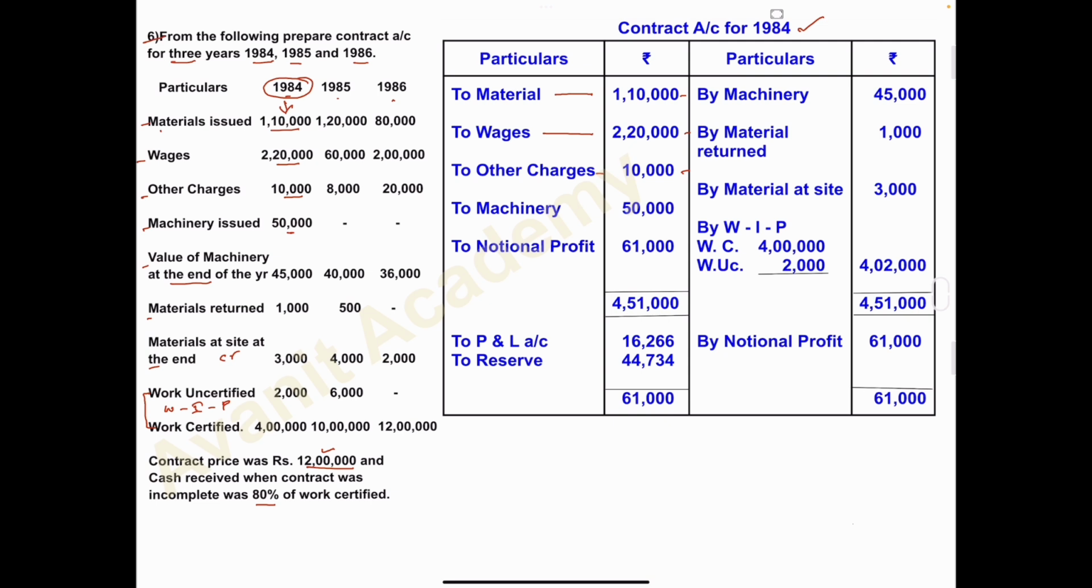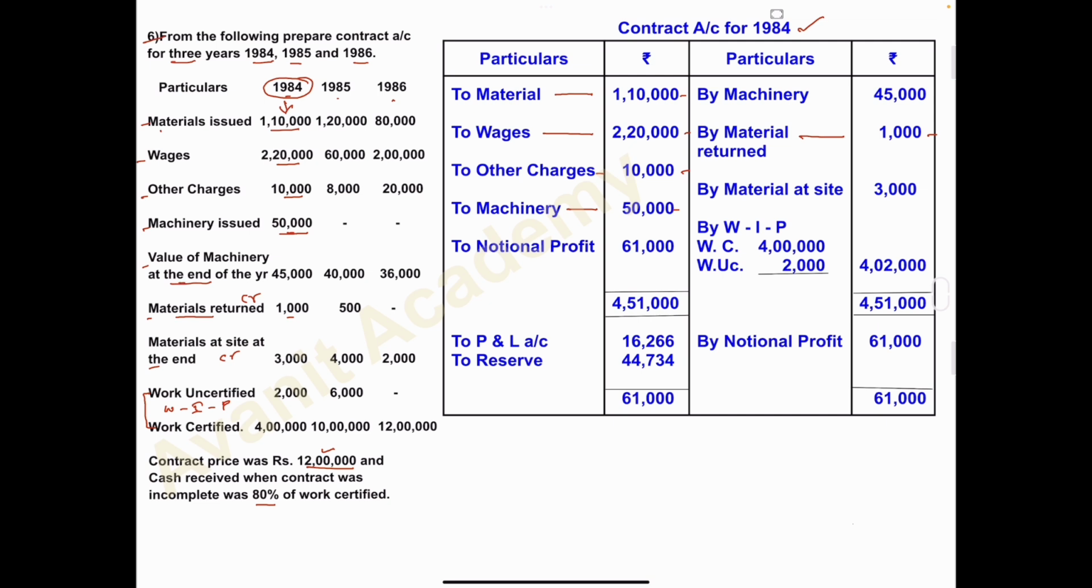Machinery issued. The value of machinery is 50,000. Right? To machinery amount is 50,000. Next item. Material returned. In 1984, material return is 1,000. It is to be written on the credit side of the contract account. By material returned 1,000.